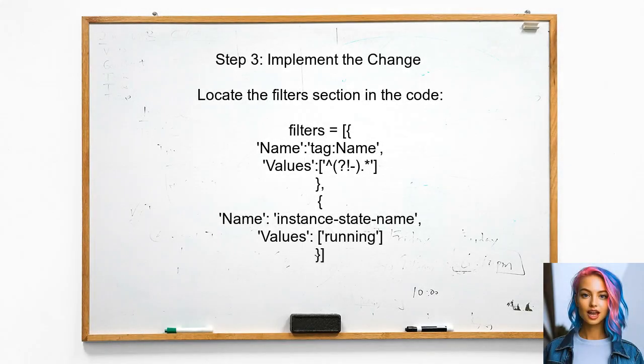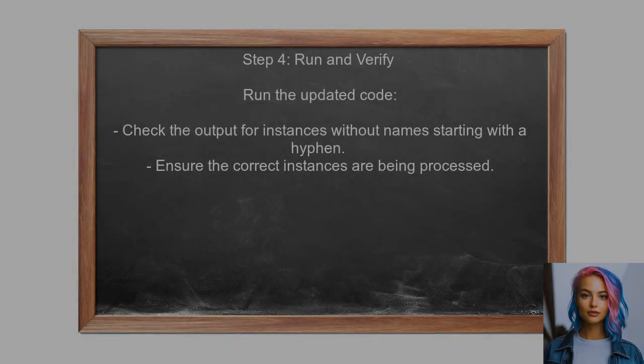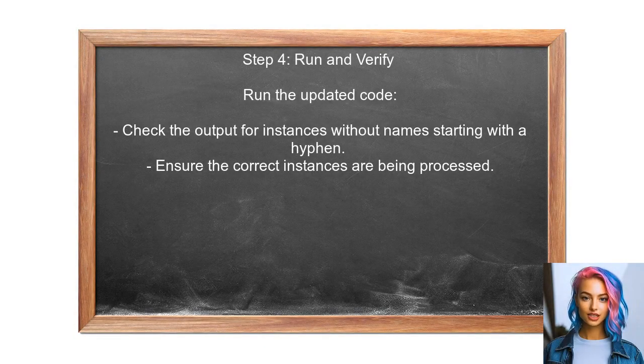Now, let's ensure the user understands how to implement this change in their existing code. They should locate the filters section and make the necessary adjustments. Finally, the user can run the updated code to verify that it correctly filters out the EC2 instances with names starting with a hyphen. They should check the output to confirm the expected instances are returned.